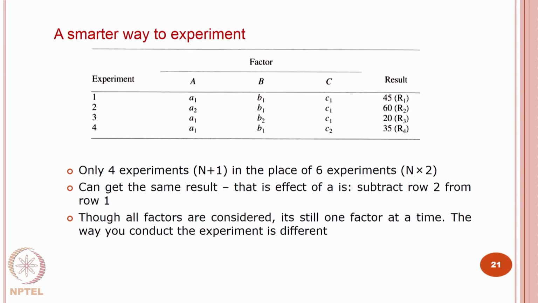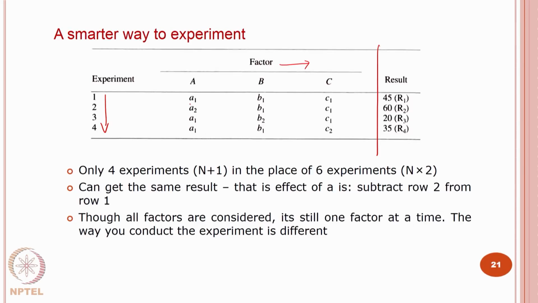So, here is the way. This is your experiment, number of experiments 1, 2, 3 and 4, and these are your factors A, B and C. This is your result. For each combination, for each experiment, what is my result? I call my result the response. So, response 1, 2, 3, 4: 4 experiments, 4 results.